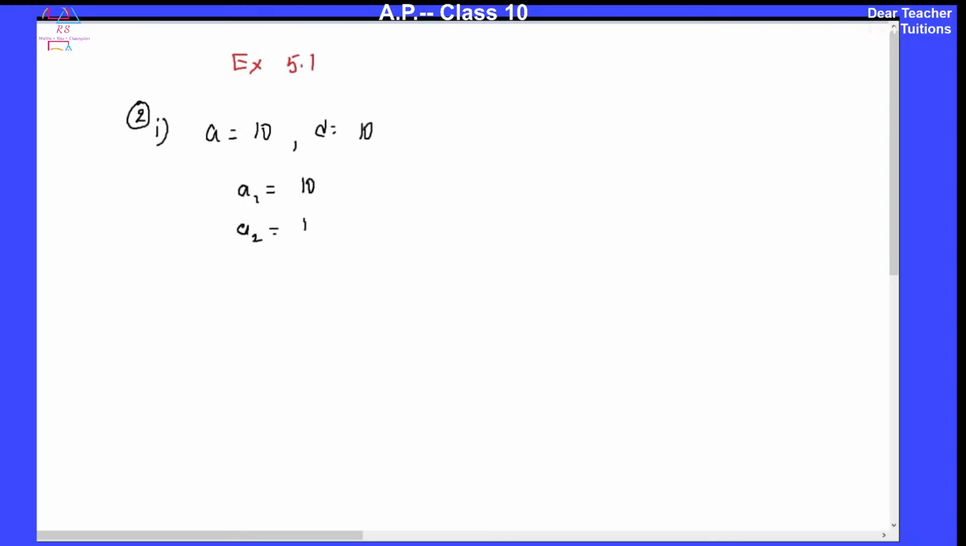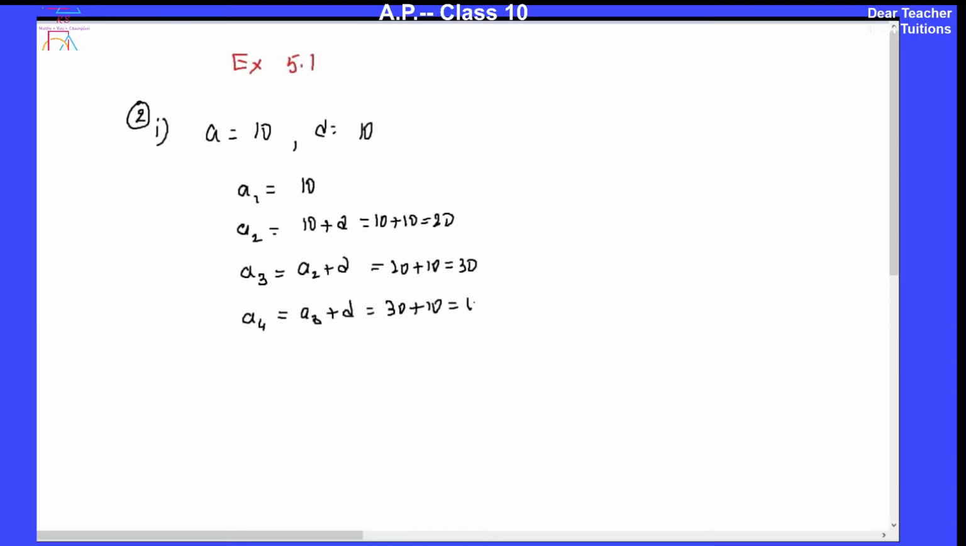A2, how will you get it? 10 plus the common difference, so that means 10 plus 10, which is 20. Then A3, how will you get it? A2 plus D, so that means 20 plus 10, which is equal to 30. A4 is A3 plus D, so 30 plus 10, which is equal to 40.